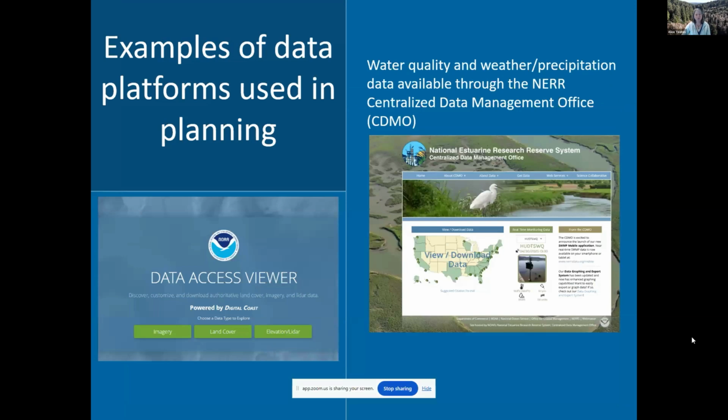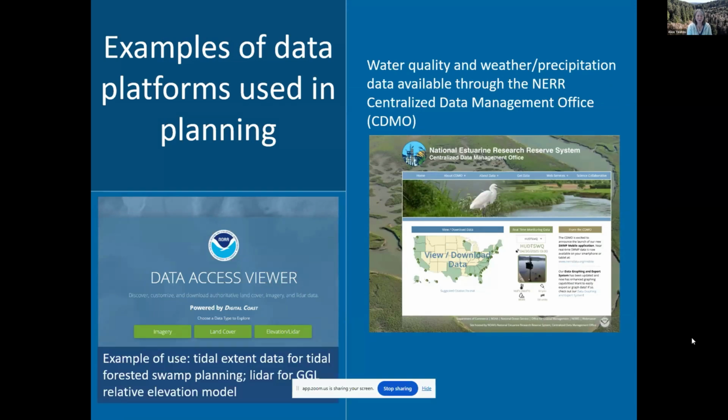So here's some examples of data platforms that were used in the planning, and there's a lot that goes into planning, and so this is a very short talk to talk about that. But so here's an example of the Digital Coast NOAA data access viewer here on the left, and so some examples of how we used this kind of data was for looking at tidal extent for our tidal forested swamp planning, and then LiDAR for our geomorphic grade line relative elevation models.